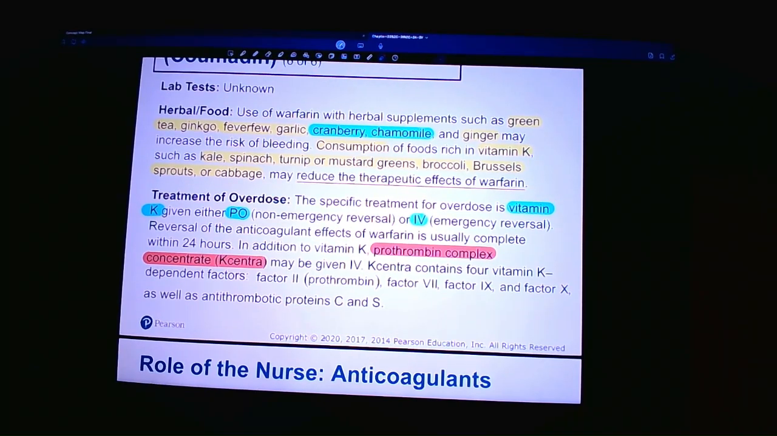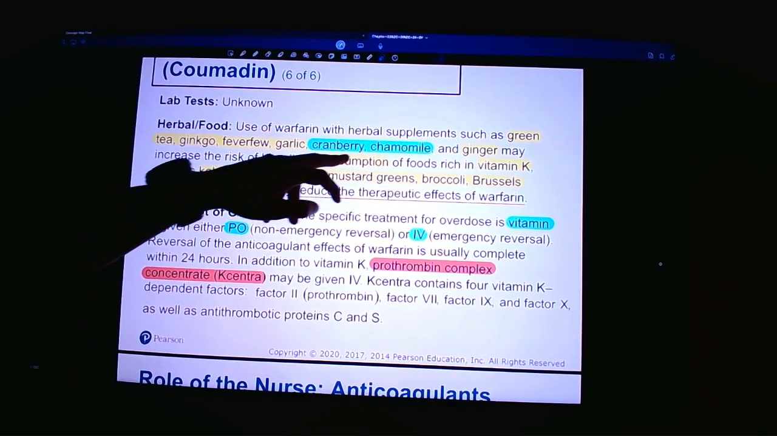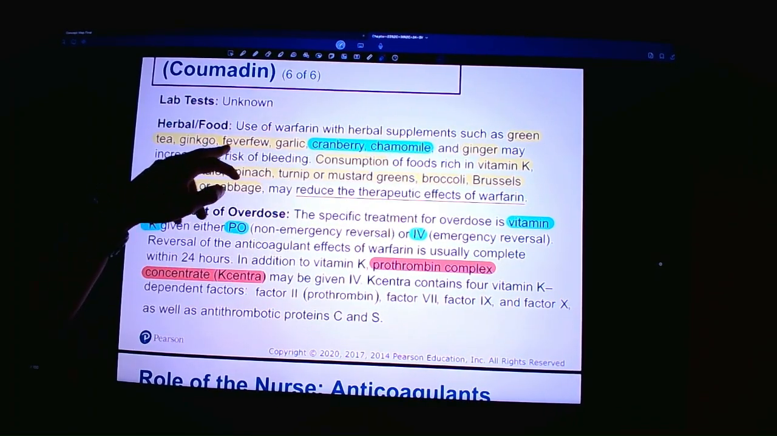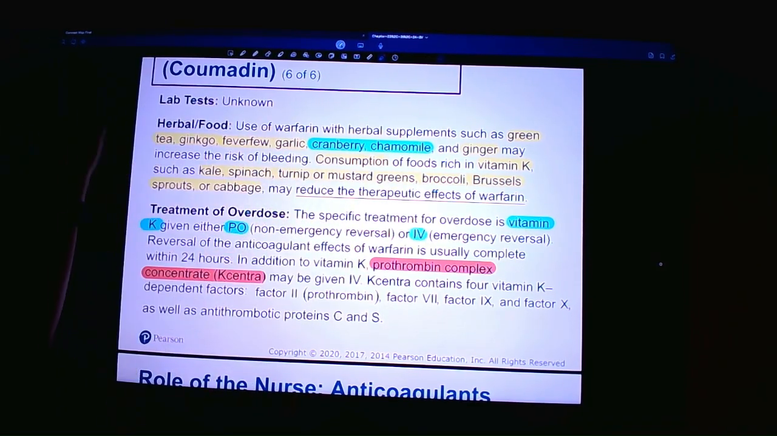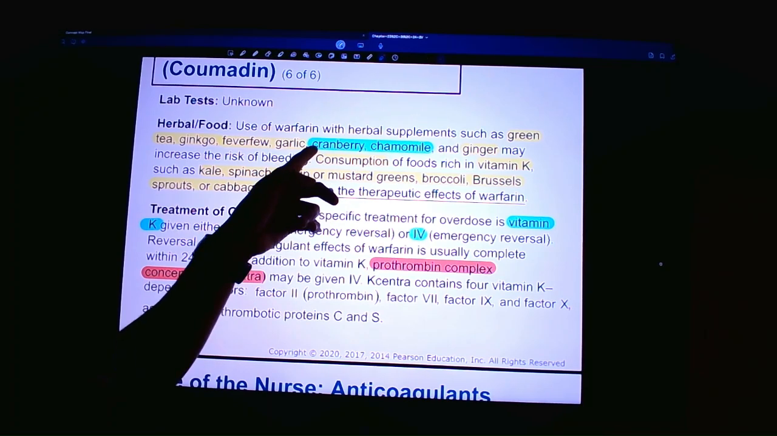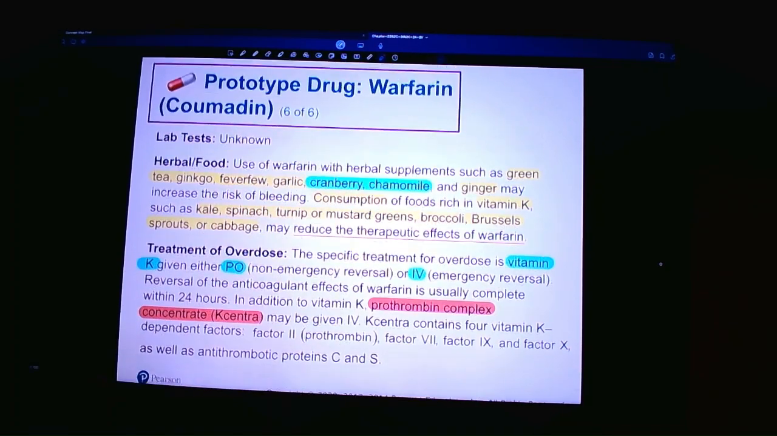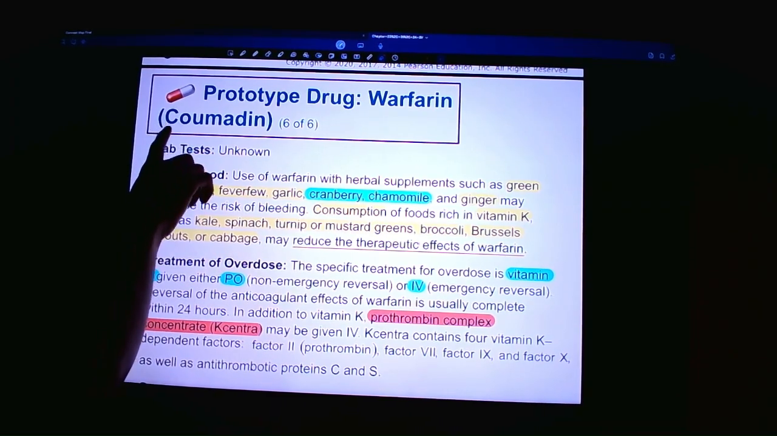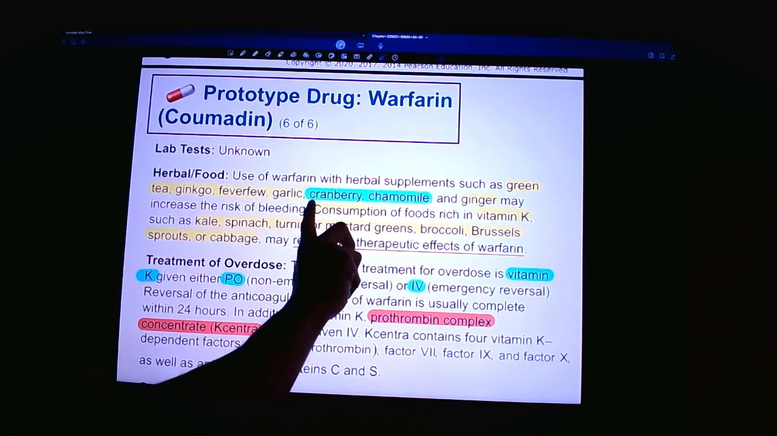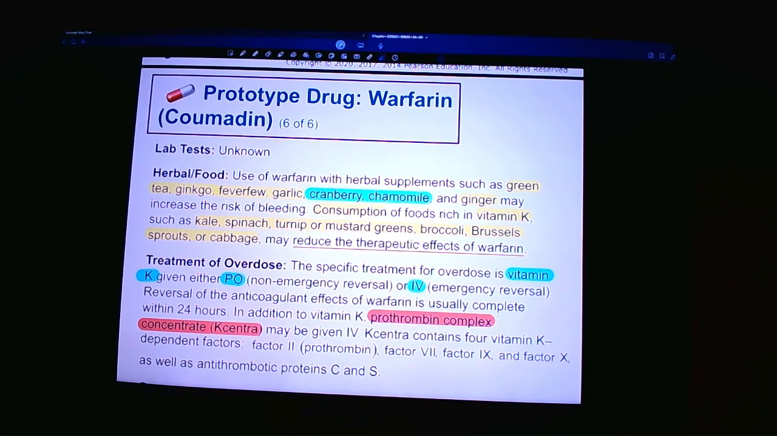And here's the part that gets a little more complicated. Big things: herbal and food. Look at that: green tea, ginkgo, feverfew, garlic, ginger. The 4 Gs and F, we already have that. The only unique ones are cranberry and chamomile. One way we can remember that is there's a C in Coumadin, a C in cranberry and chamomile. That's the best way we can bridge that knowledge gap a little bit.